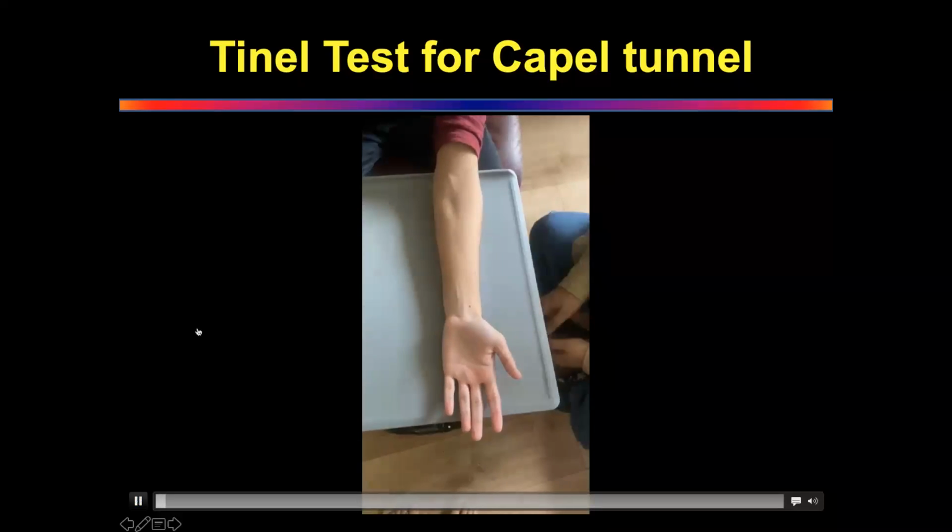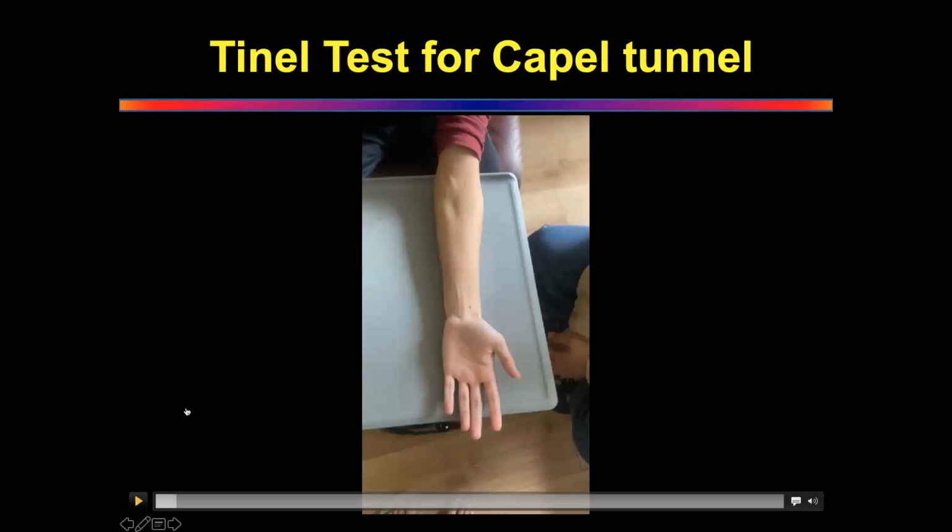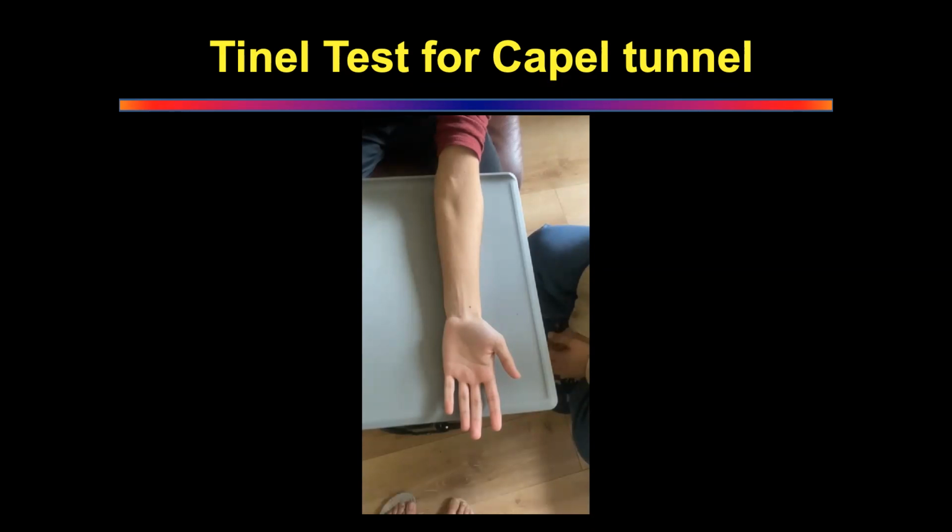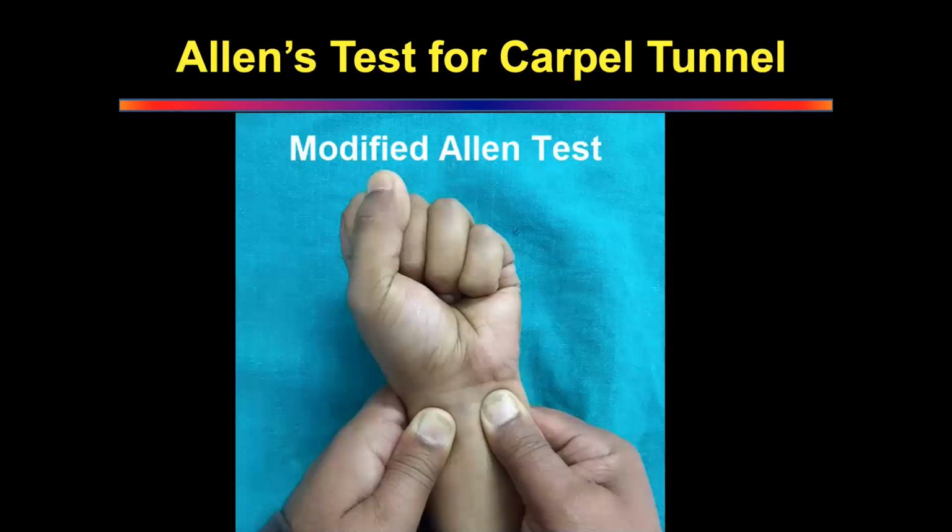What are the other tests for carpal tunnel? The other is Allen and Phalen test. Good. How do you do Allen's test? Sir, Allen test is basically to check the patency of the radial artery and the ulnar artery.